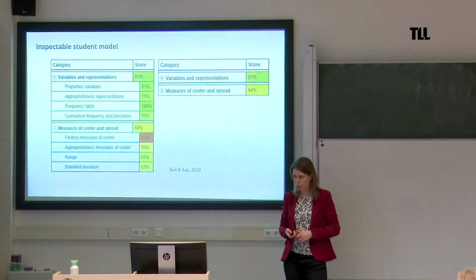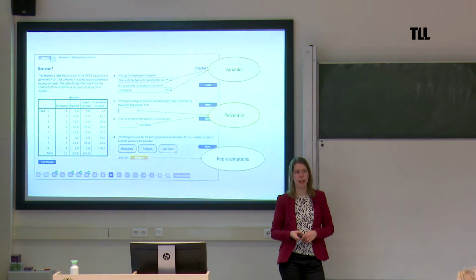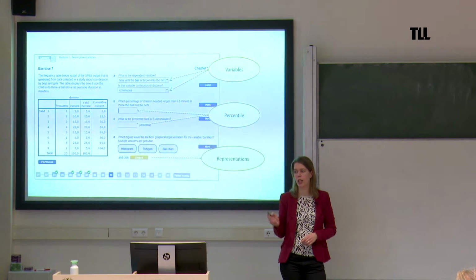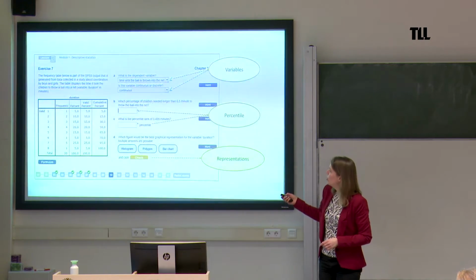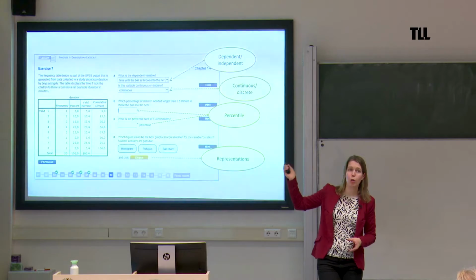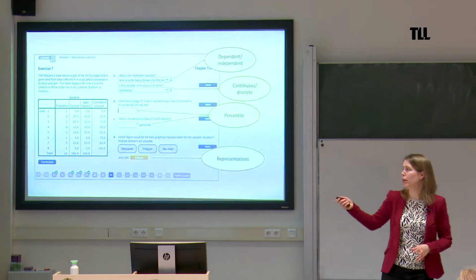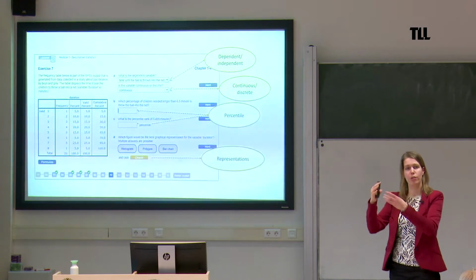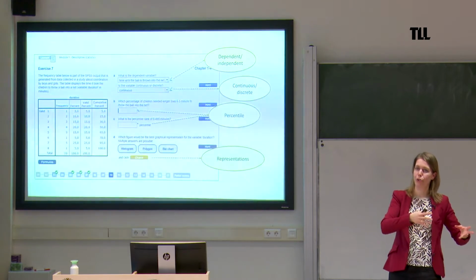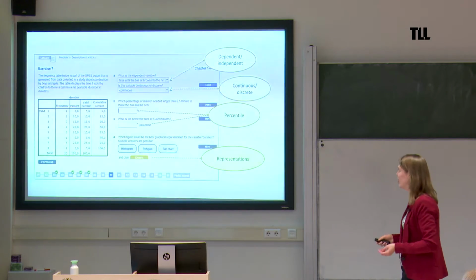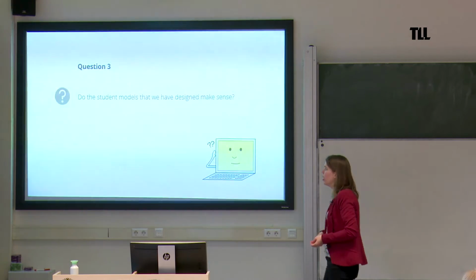But another choice we had to make was how exactly to connect tasks to concepts, because this is one choice we made. But for the top two tasks, we could also decide that, so they're both about variables, but the first one is about dependent and independent variables, while the second one is about continuous and discrete variables. So is that one statistical concept, or are those two different statistical concepts? There are many such choices we had to make when designing the inspectable student models.